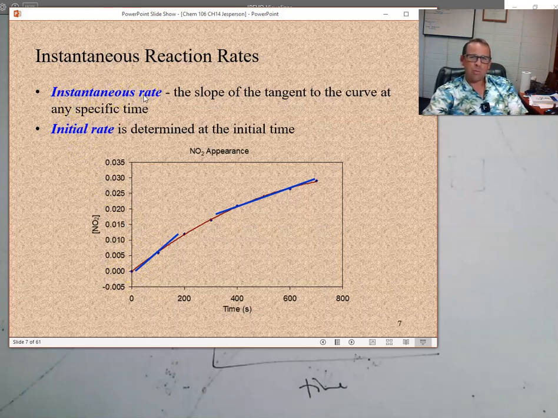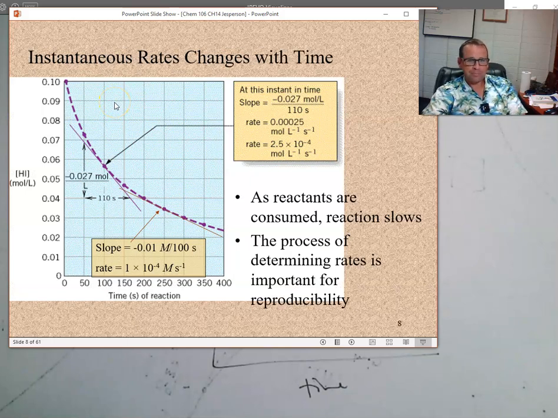Instantaneous rate means the rate at a given point, right? So if I want to know what the rate is right at 200 seconds, for example, then I need to find the rate of that point. Now, finding the rate of a point is what you call taking the derivative of a curve, right? So that's not something as straightforward as taking 2 points and finding the slope of that line, right? But we'll show some examples of that later on. So we have the initial rate, the instantaneous rate, all right?